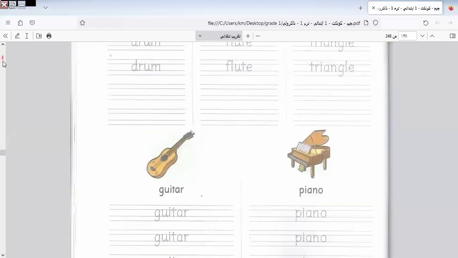Here we have guitar and piano. Here is guitar. And here is piano, okay? Guitar and piano. Let's continue the rest of the unit.